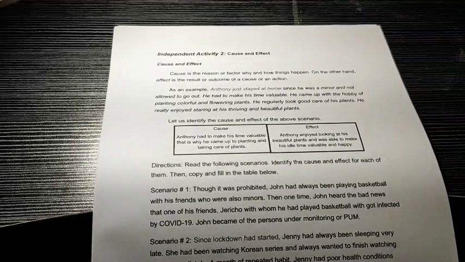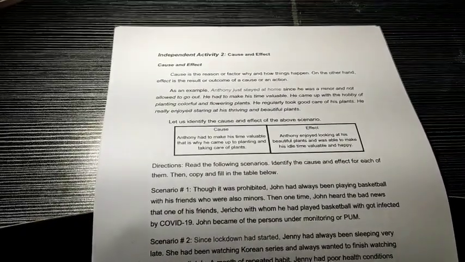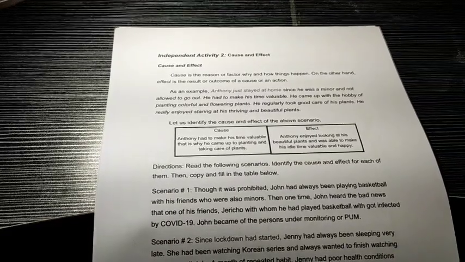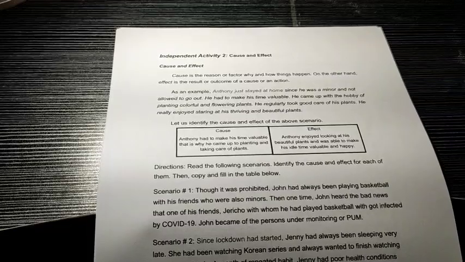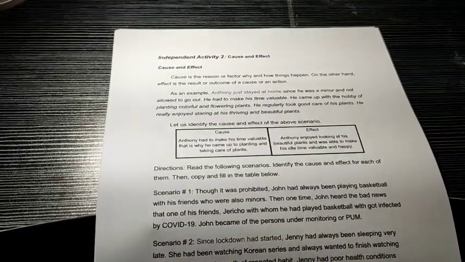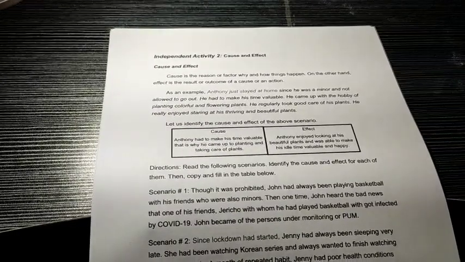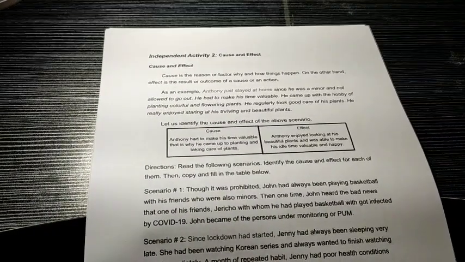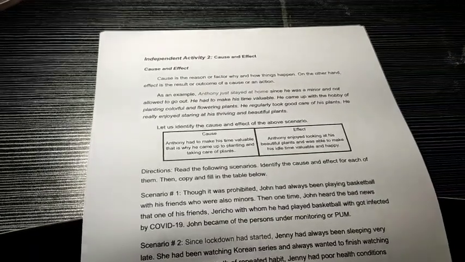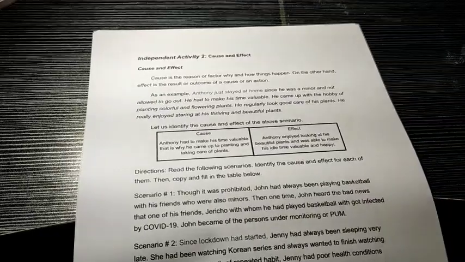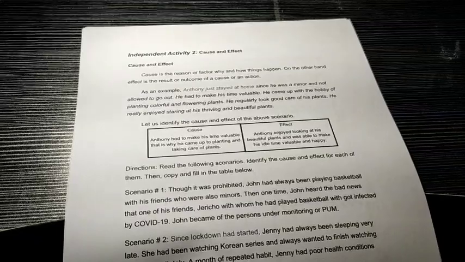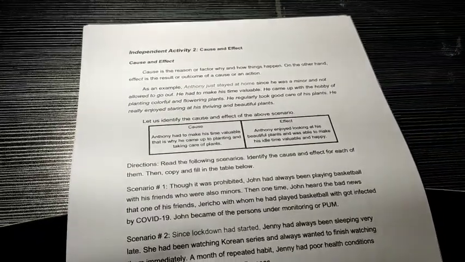So we will identify from the text the cause and effect. So the cause, Anthony had to make his time valuable. So that is the reason why Anthony enjoyed looking at the beautiful plants. So without the cause, there will be no effect. Without planting the plants, there will be no enjoyment looking at the beautiful plants. So they are interconnected. If the cause is not happening, the effect will not happen also. So that is cause and effect. If there is an effect, there is a cause. If there is a cause, there is an effect.